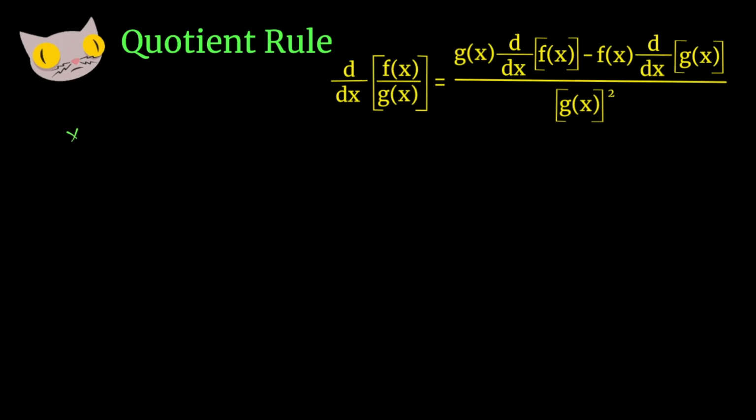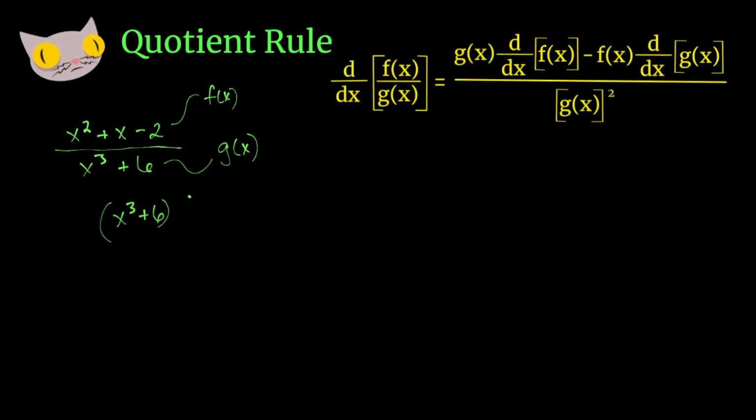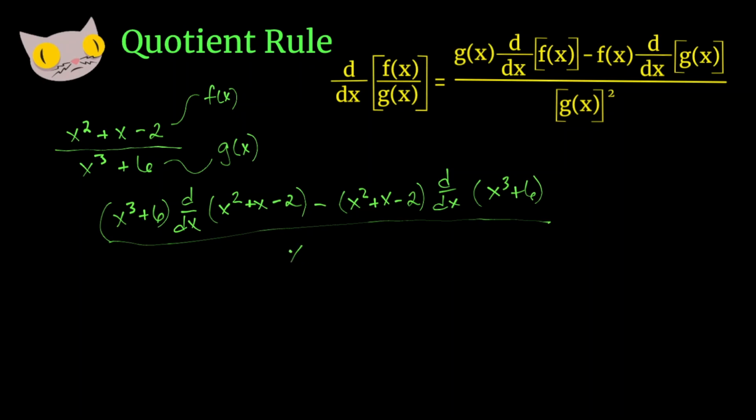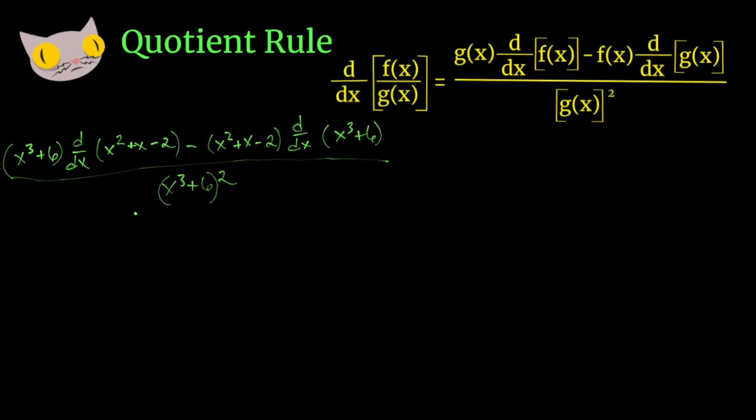So say we have x squared plus x minus 2 over x cubed plus 6. Again, this is our f function, and this is our g function. So we're going to be solving x cubed plus 6 times the derivative of x squared plus x minus 2, minus x squared plus x minus 2 times the derivative of x cubed plus 6, all over x cubed plus 6 squared. So go ahead, if you think you can solve this, pause the video and try it out.